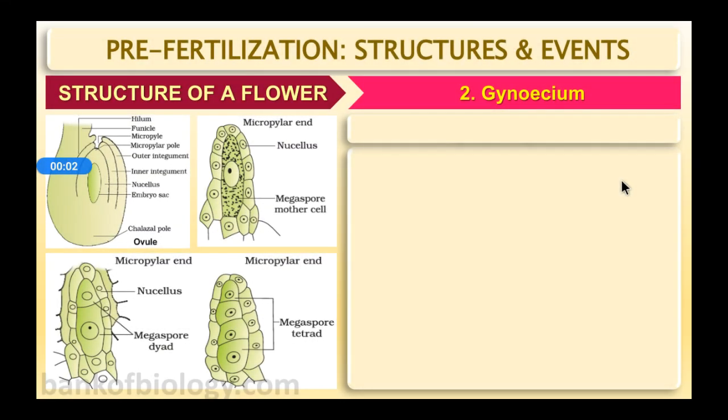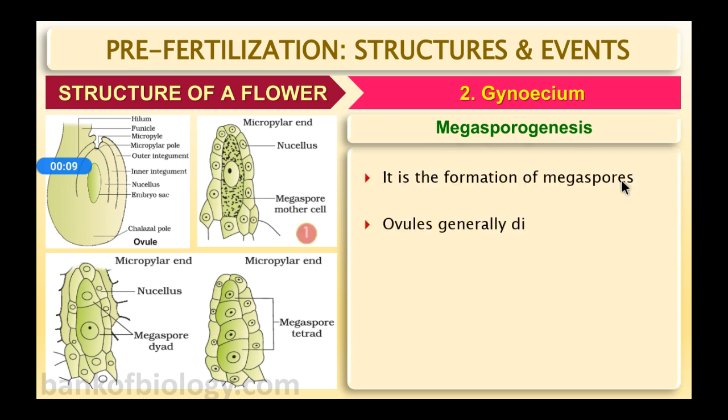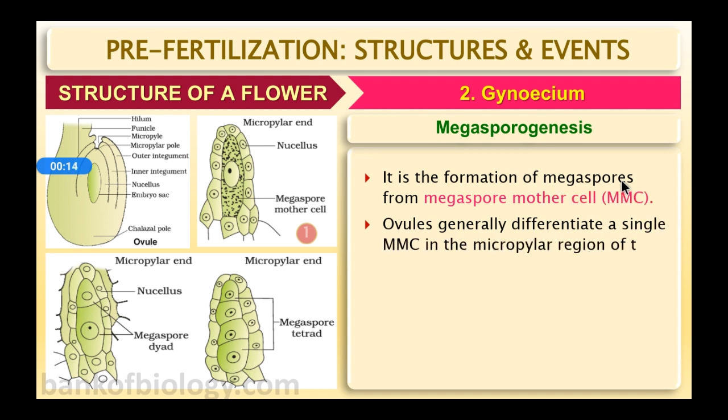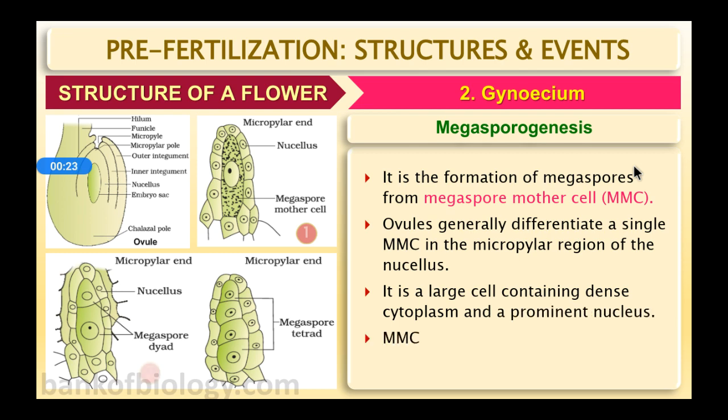Hi students, today we are going to learn about megasporogenesis. An ovule generally has a single embryo sac formed from a megaspore. We already learned that the formation of microspore is known as microsporogenesis, right? Here, the formation of megaspores from the megaspore mother cell, MMC, is termed megasporogenesis. Till the formation of the ovule, we learned in the last class.